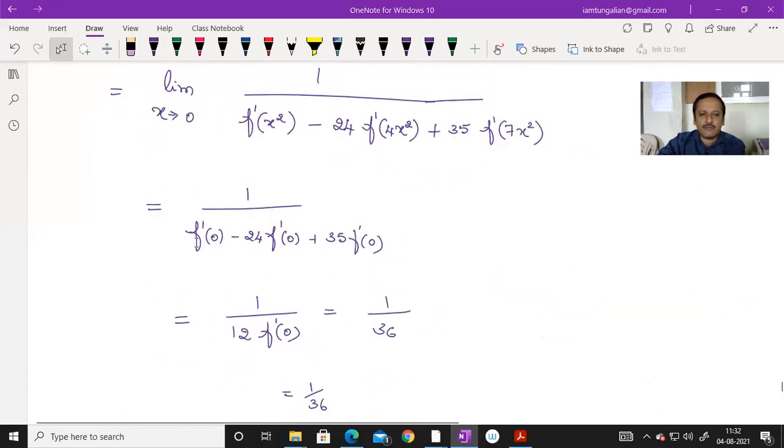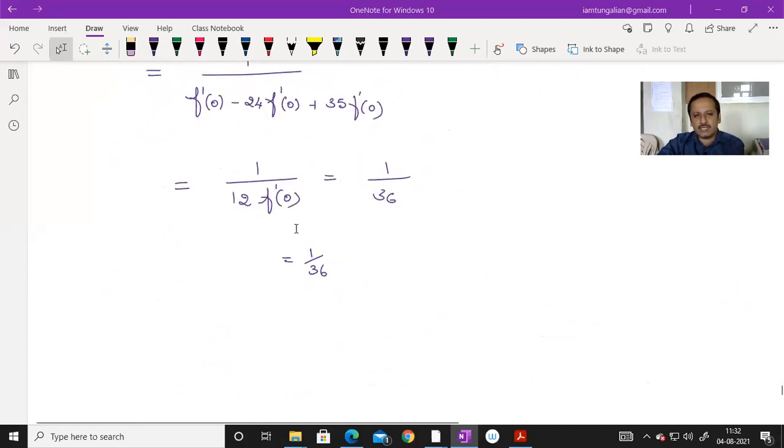35 f dash of 0 minus 24 f dash of 0 plus 35 f dash of 0, together 36 minus 24. We get 12 f dash of 0. f dash of 0 is 3. 12 into 3, 36. So 1 by 36 is the answer.